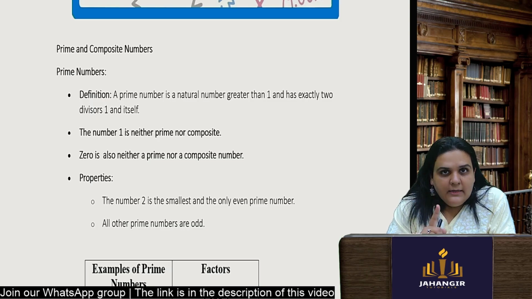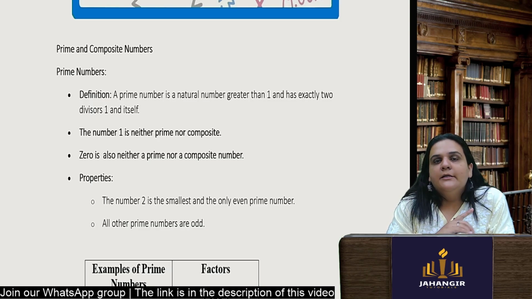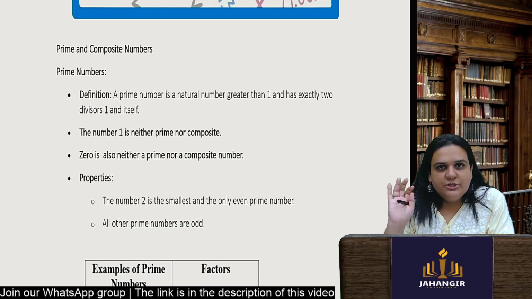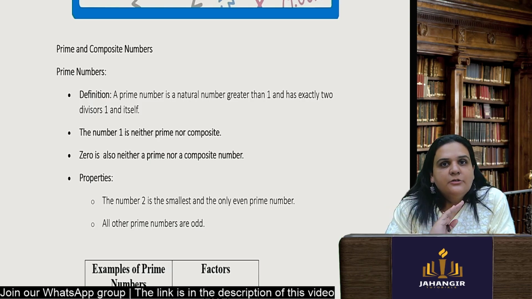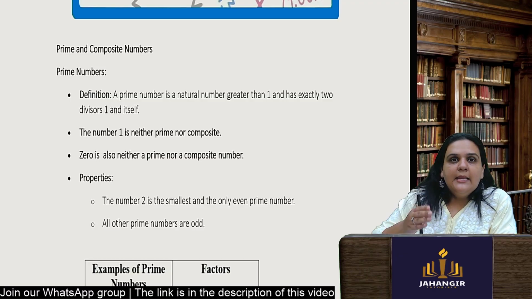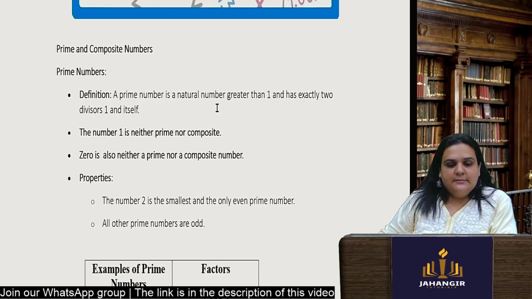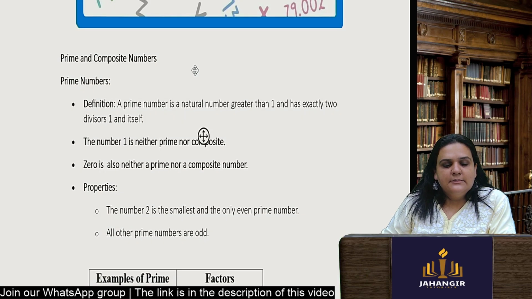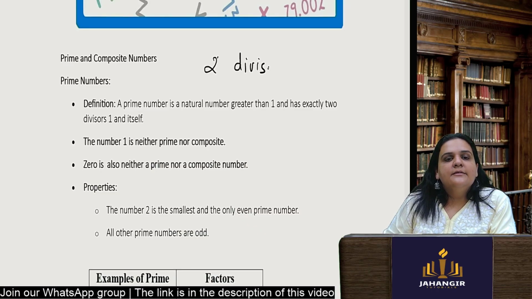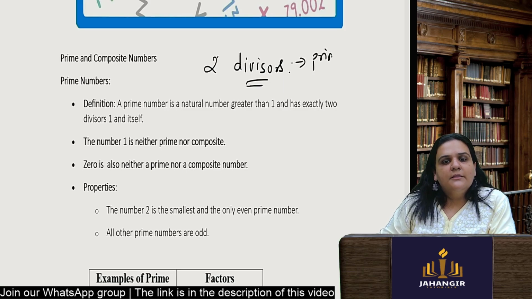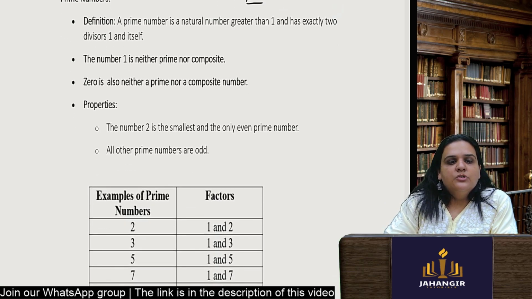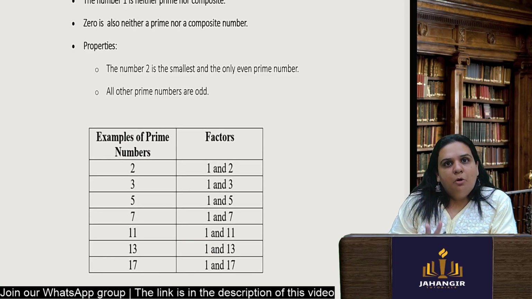So number 1 is not a prime number, and it is not a composite number either. It is a natural number. 0 is also not a prime and not a composite number. Any number which is greater than 1 and has only two divisors is a prime number. We have all done this in school. The number 2 is the smallest one. Number 2 has only two divisors.